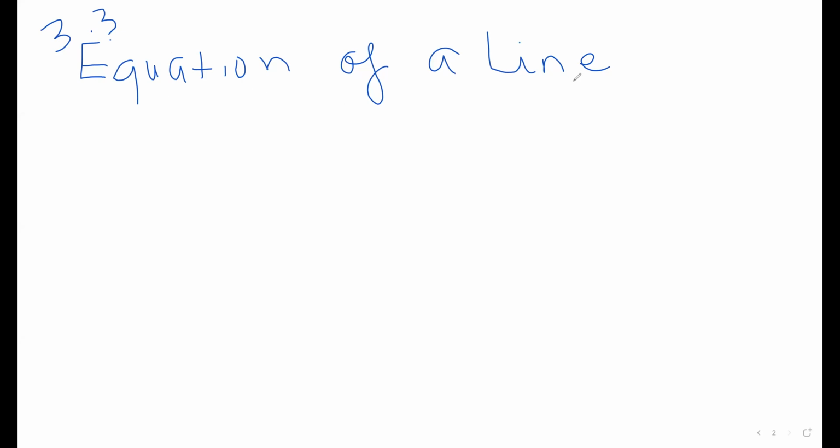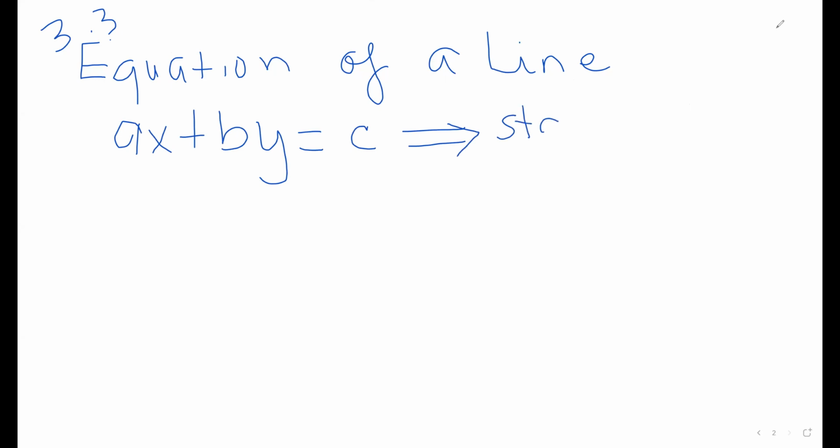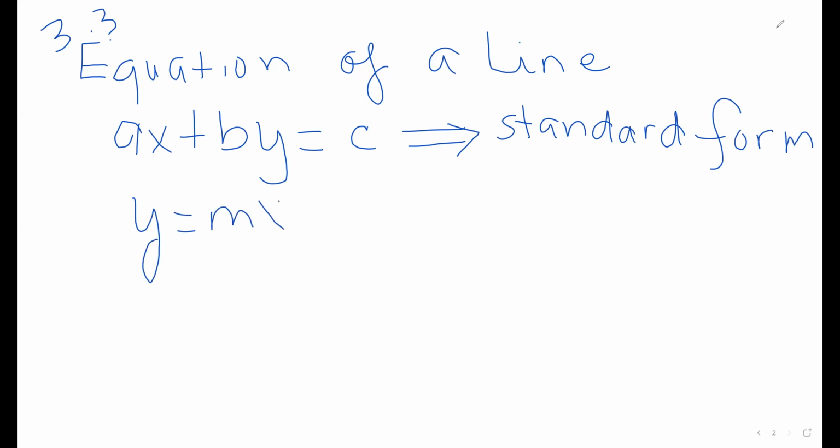Okay, in 3.3, we're also going to be talking about the equation of a line. And we already know that the standard form of an equation of a line is ax plus by equals c. And I want you to make sure that you understand that that's the standard form of a line. And we'll be talking about the standard form and the slope-intercept form. The slope-intercept form of a line is what we're going to be working with mostly in this section. Both are equations of a line. This is the standard form, and this is the slope-intercept form.